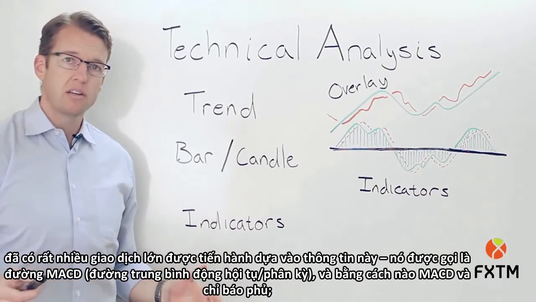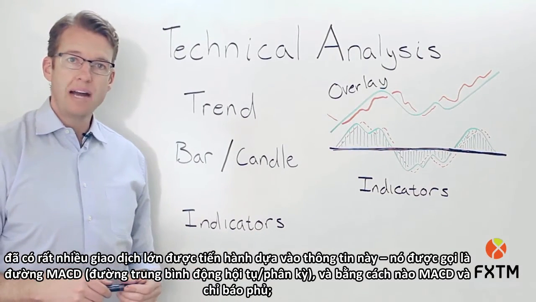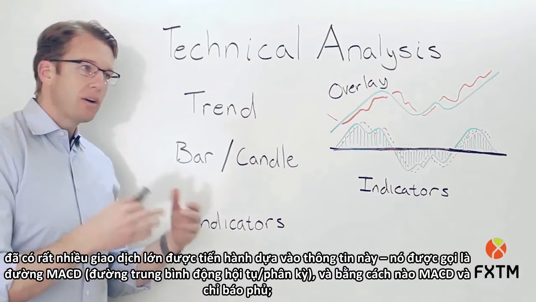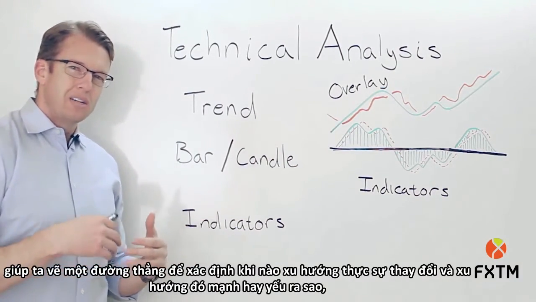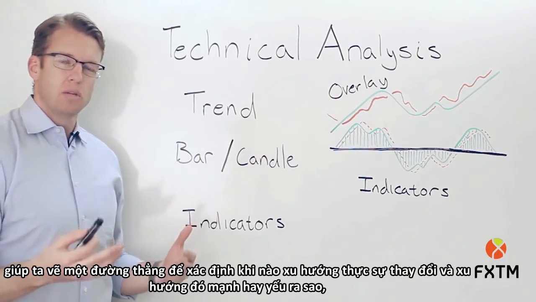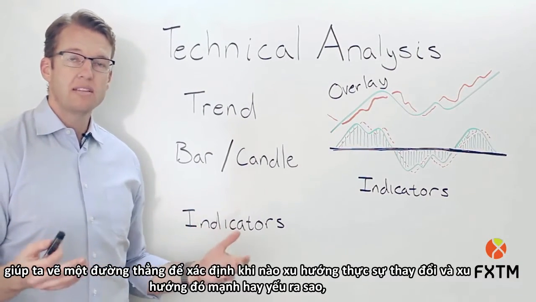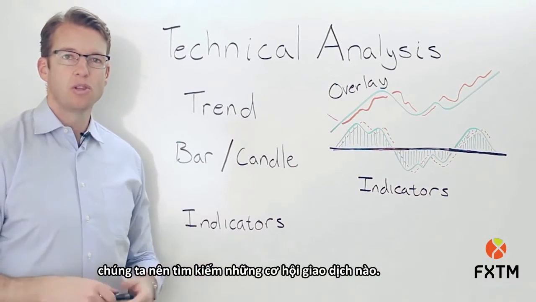But we're going to look at one that's a common one. We've got a lot of great historical work based on it, called the MACD, in an example as to how the MACD and overlays can help us to draw a line as to when the trend is really changing and how strong or weak it is. What kinds of trading opportunities should we be looking for?